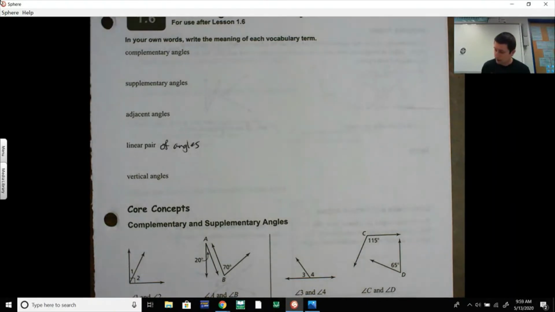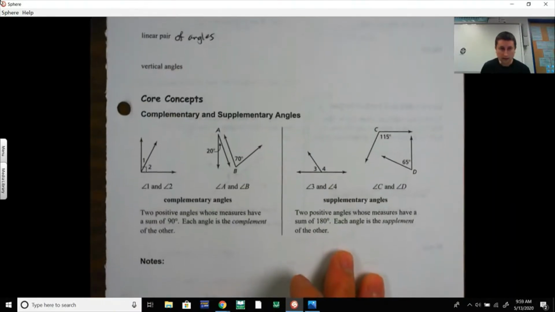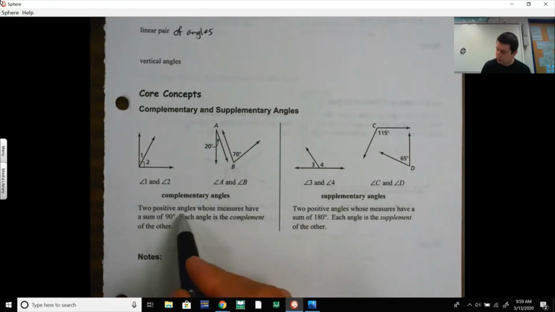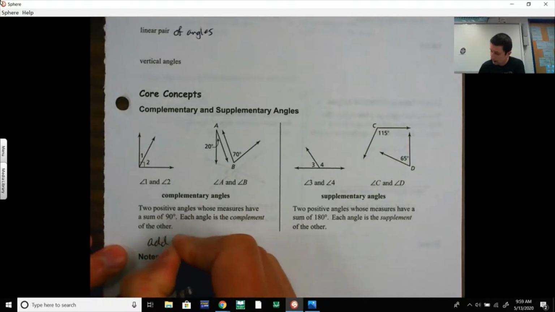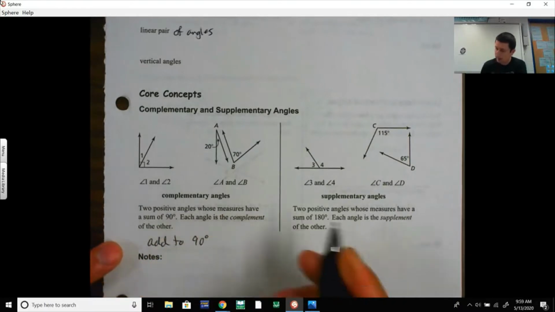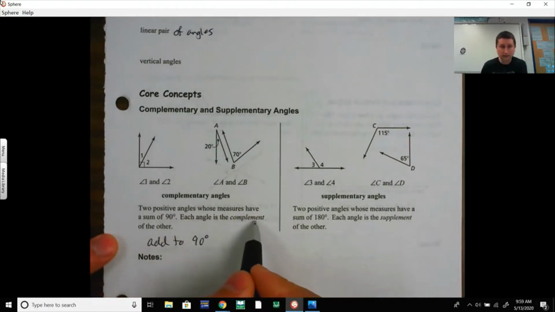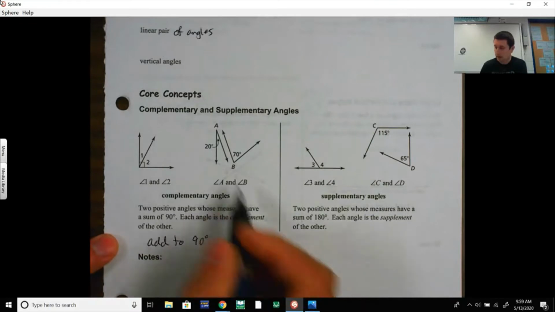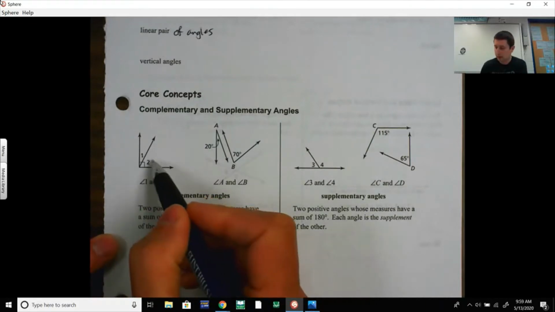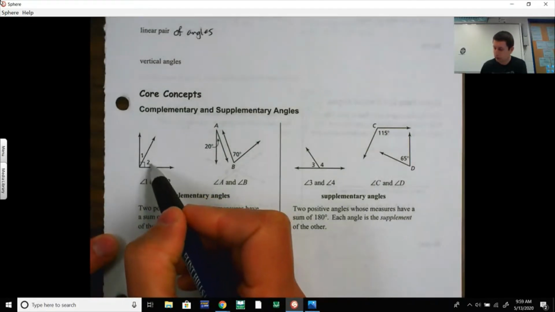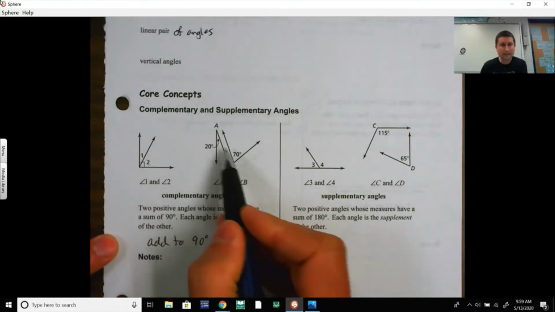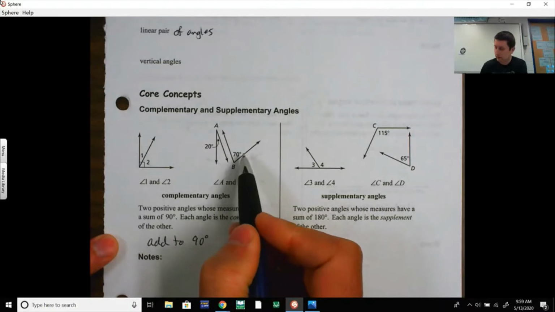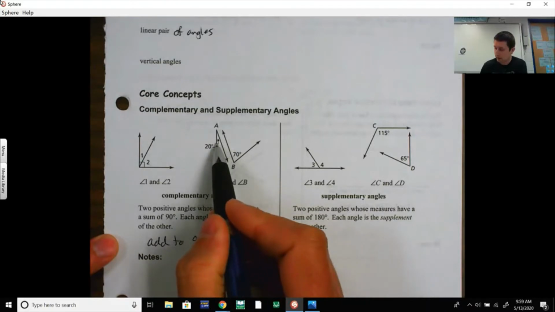Complementary angles, down here: 2 positive angles whose measures have a sum of 90. So they have to add to 90 degrees. Each angle is the complement of the other. So the complement to angle 1 would be angle 2. The complement to angle 2 would be angle 1. The complement to a 20-degree angle is a 70-degree angle. The complement to a 70-degree angle is a 20-degree angle.